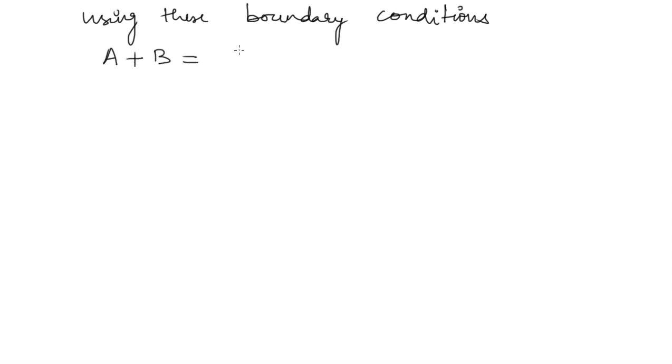Using these boundary conditions, we get A plus B is equal to C plus D. Then its derivative, which I am doing at x equal to 0: i k1 A minus i k1 B is equal to minus k2 C plus k2 D, by taking the derivatives.